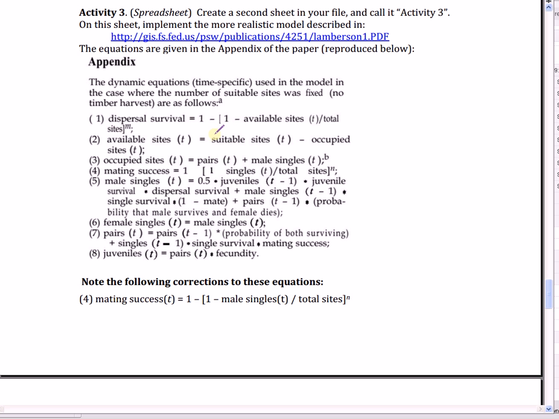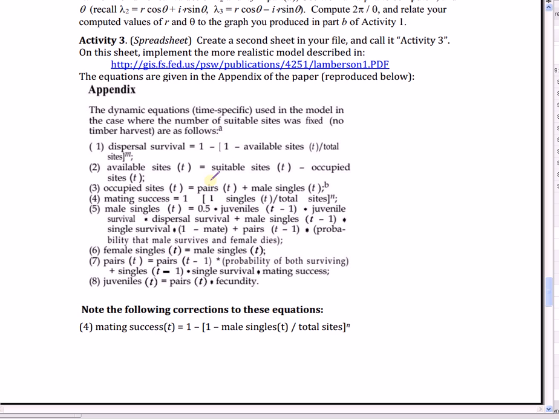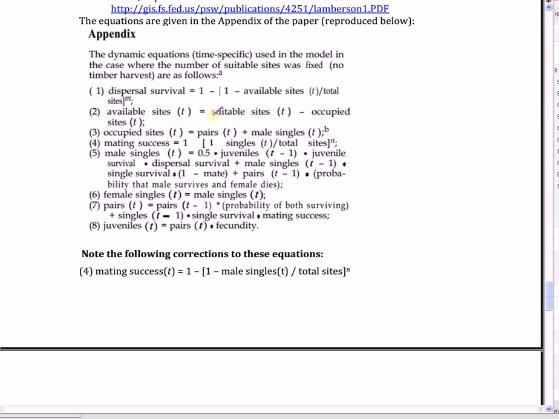And some of these are intuitive. The available sites for an owl are suitable sites minus occupied sites. I should mention that in this model, the pair of owls takes up a site. The male's there first, and then the female finds the male. But they need to find an independent site. They can't have overlapping territory. These birds are very territorial. So available sites, it's pretty obvious that they should be the number of suitable sites minus the number of occupied sites. And notice that all of these parameters are functions of time, because the available sites will change as a function of time.